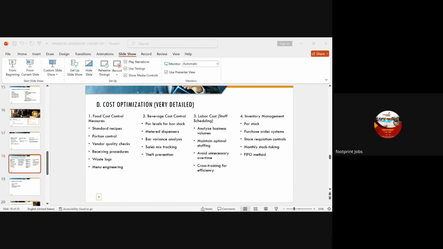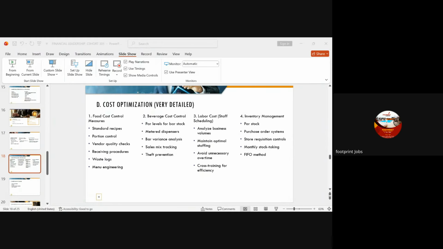Now let's talk about labor costs, staff scheduling. Now, analyze your business volume. There are times, yes, just because the facility is big and fine, does not mean that your sales volume meets the number of staff you have. So you must analyze your business volume, to be able to determine if the number of staff you have is actually necessary.